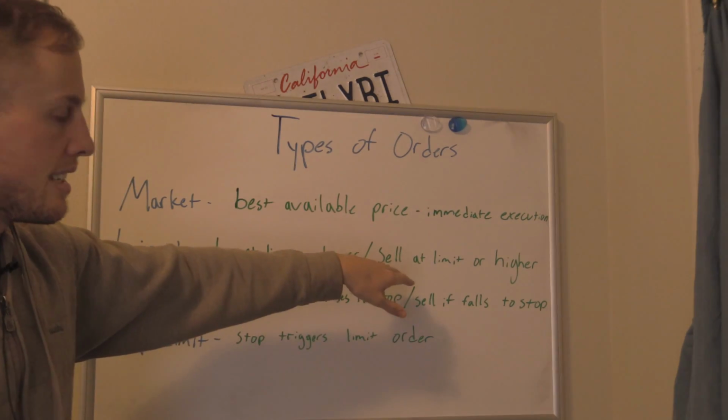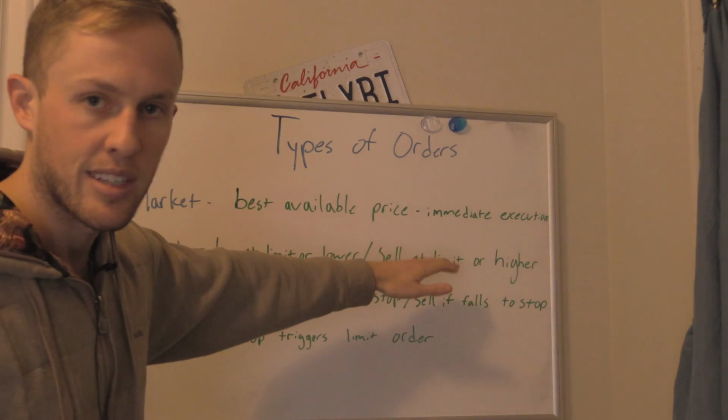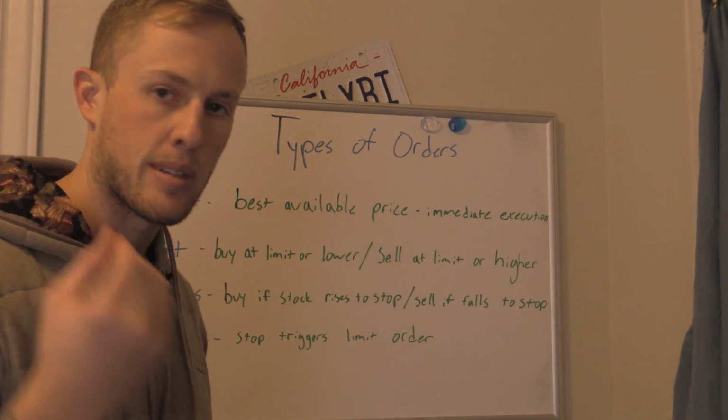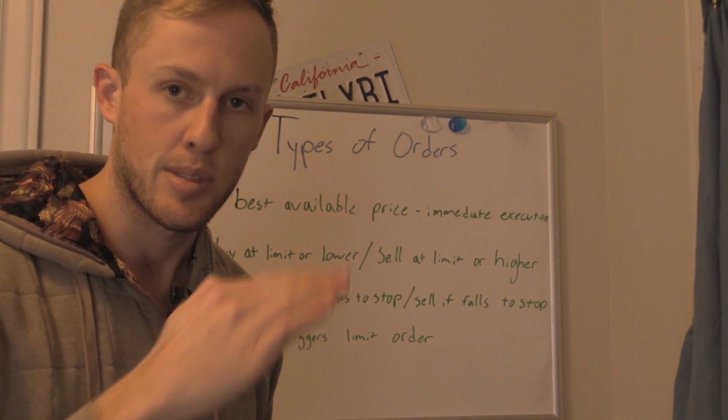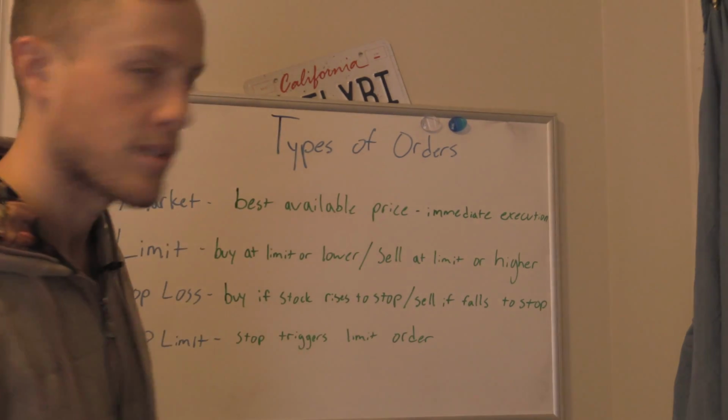If you set a sell limit, it will sell at your asking price or higher. Sometimes people jump in and push the price up if the price is moving very fast. Sometimes it goes higher than your limit. So that's interesting to consider.